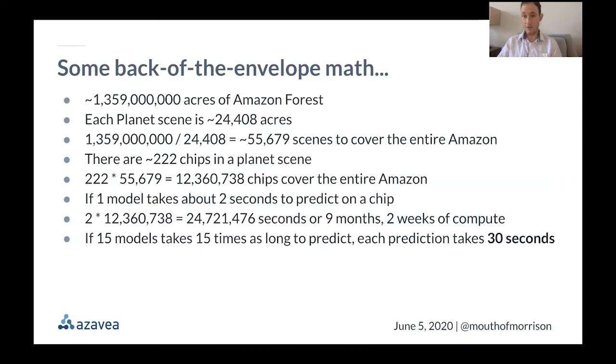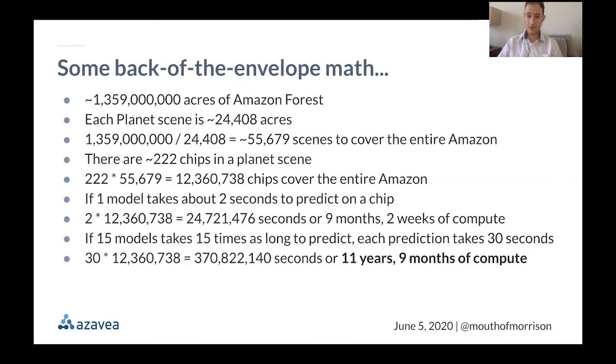That's just if you have one efficient model. If you have 15 models, that takes 15 times longer to predict, so it's 30 seconds per chip. It's going to take you almost 12 years of compute time to run that over the entire Amazon. That's what I'm talking about in terms of inefficient or impractical solutions that are technically accurate.